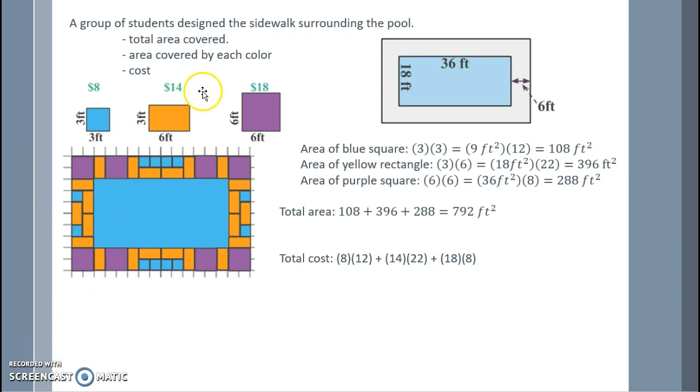And the purple ones are $18, and we have 8 of them. So for a total of 8 times 12, which is 96, 14 times 22, which is 308, and 18 times 8, which is 144. So adding it all together, we get $548.